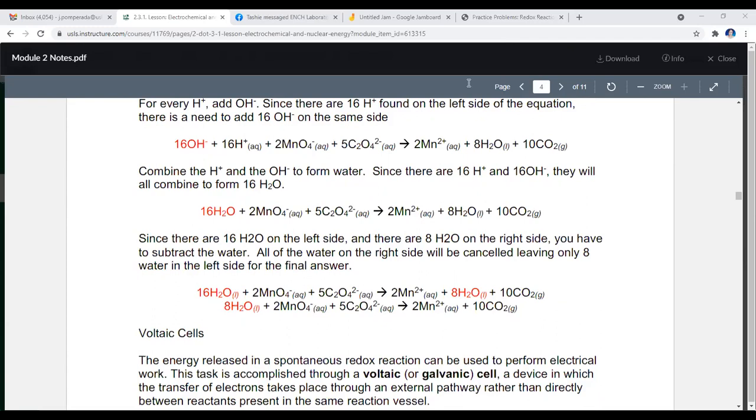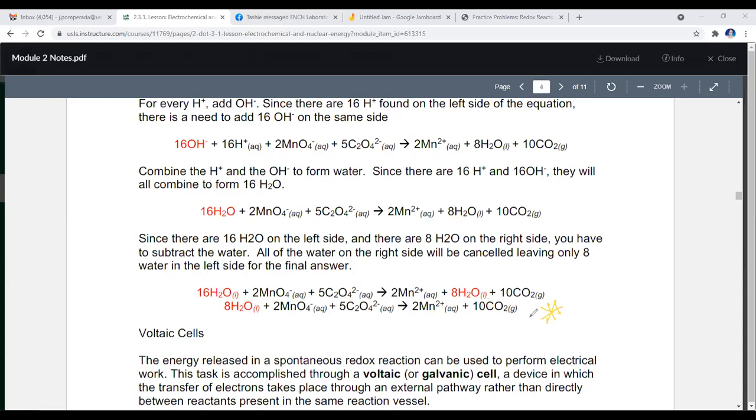Balancing your redox reaction in basic solution. If you're given a problem which requires you to balance a redox reaction in basic solution, you first follow the acidic procedure, then you add this one for basic solution. Do you get it?